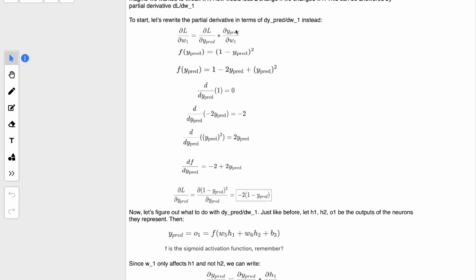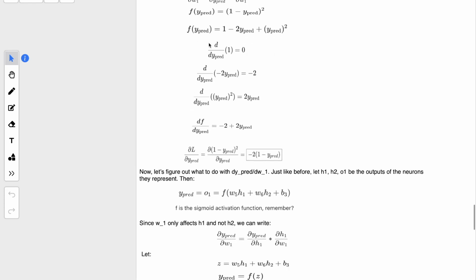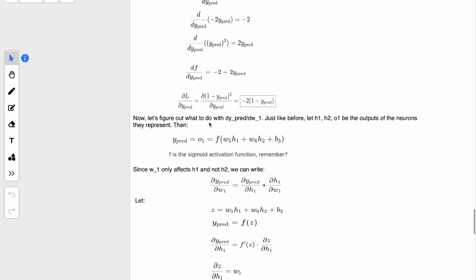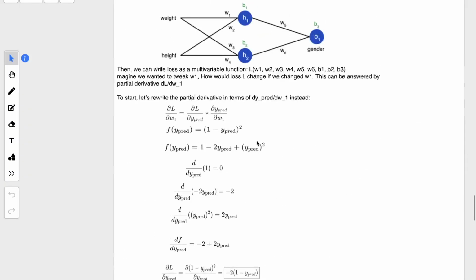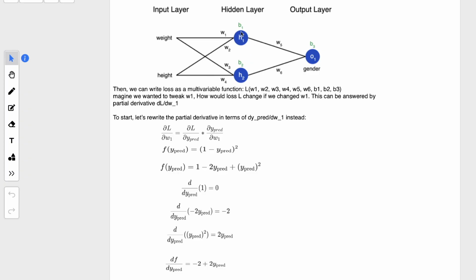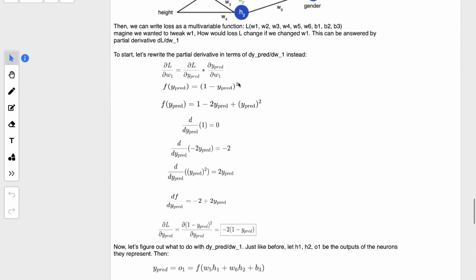We still have to calculate our dypred divided by dW1. Because ypred is not directly depending on W1, we again divide it. As we know, our ypred is our output function, which is W5 H1 plus W6 H2 plus B3, where H1 and H2 are the outputs of these two hidden neurons, right?